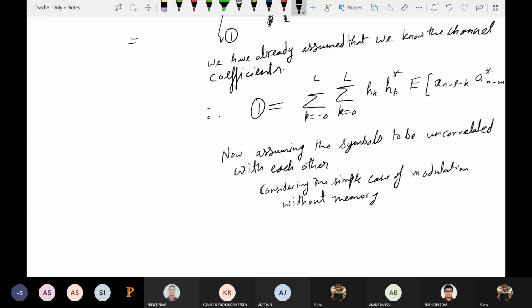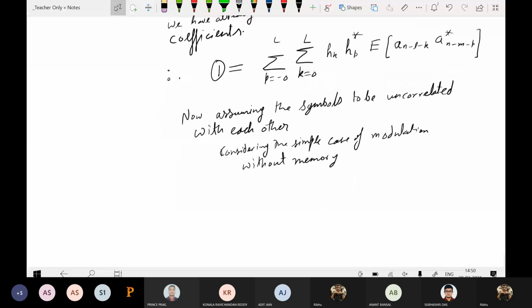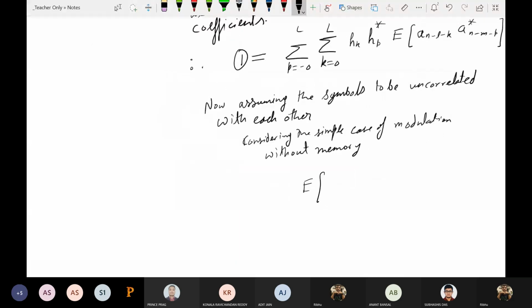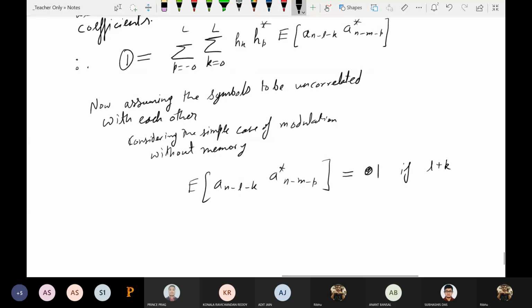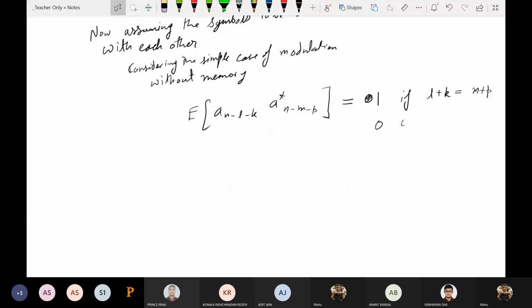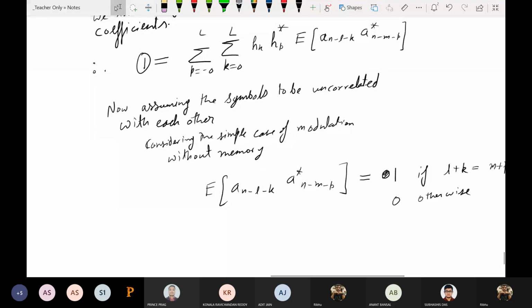So this, therefore, A(n minus L minus K) A conjugate(n minus P) equals 0, or equals 1 if L plus K equals P, or n minus L minus K.